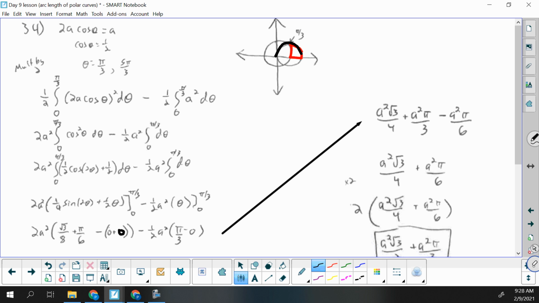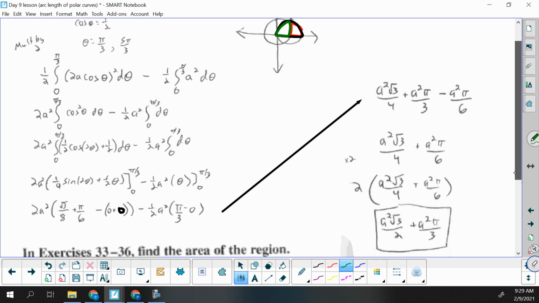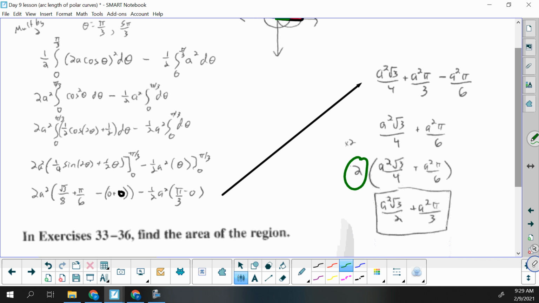Basically, you'll do that black amount minus that green amount, and it'll give us the part we want, the red amount. So we've got from 0 to pi over 3 for our 2a cos theta one, then minus the a squared one. After you square it out, you'll have to do a power reduction and everything. And then I just saved my times 2 till the end here. Again, you could put it towards the front or towards the beginning of the problem, or save it till the end.